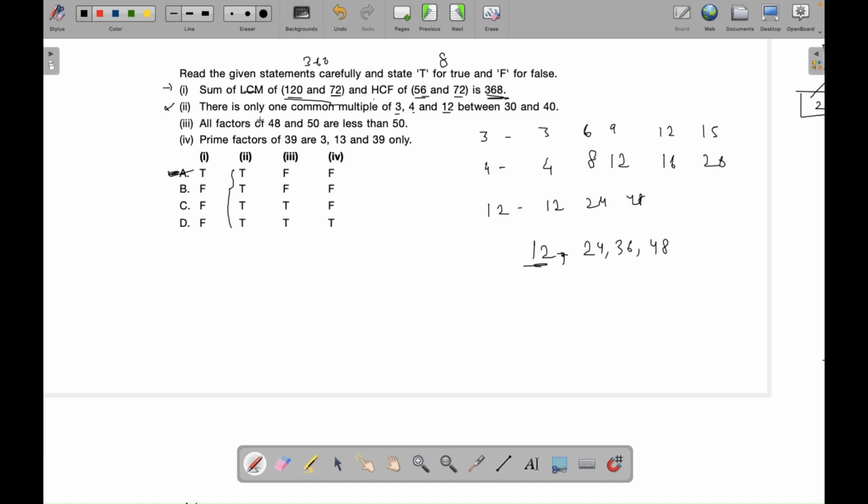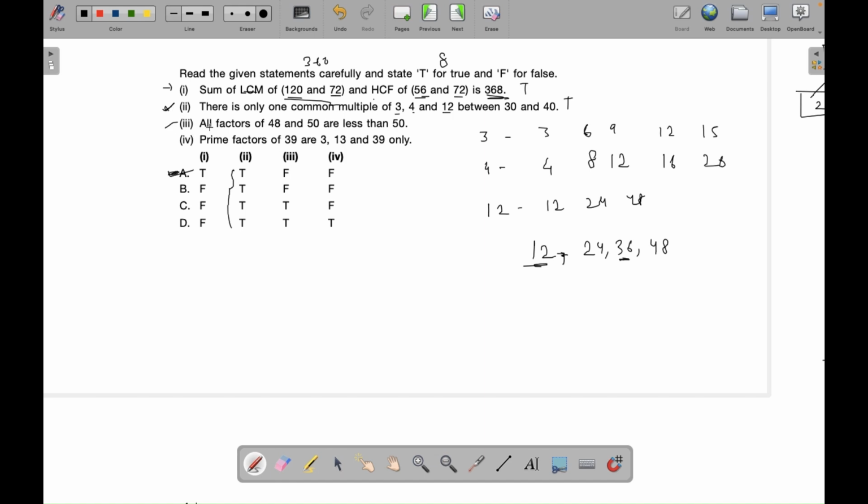Okay. Now the question says there is only one common multiple of these three numbers between 30 and 40. Right. So you can see between 30 and 40 only 36 is lying, which is only one. So that is why this is true. This one was also true. Now they deliberately give a tough question and the options will be all true. Right. So if you don't look at the options, you'll be stuck in this question.